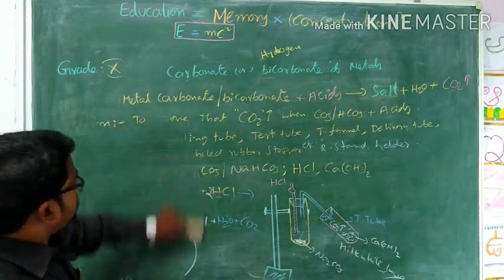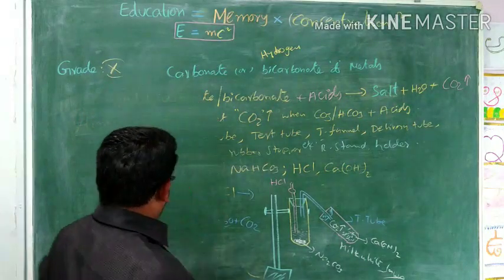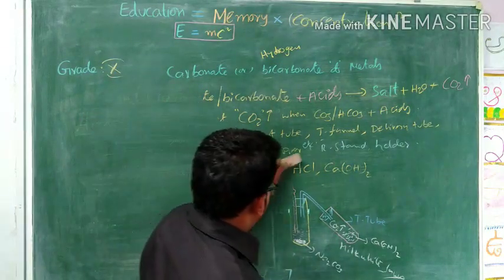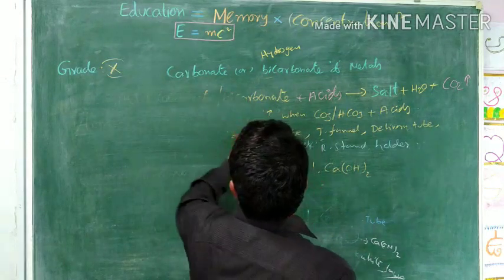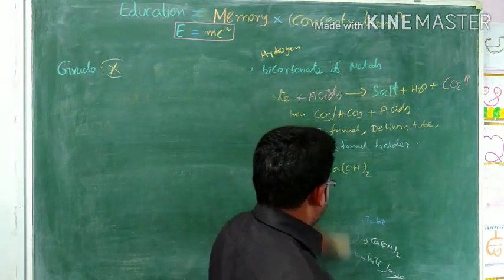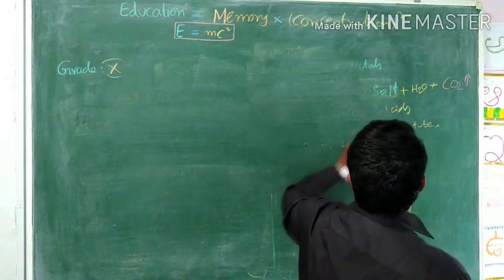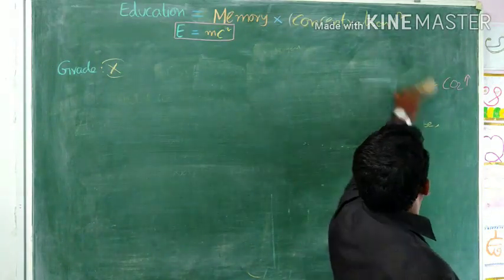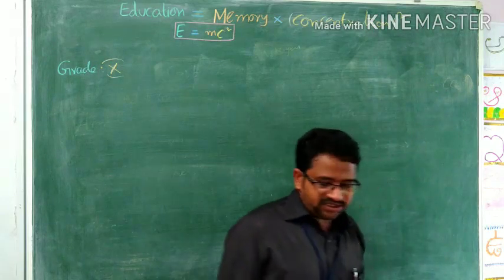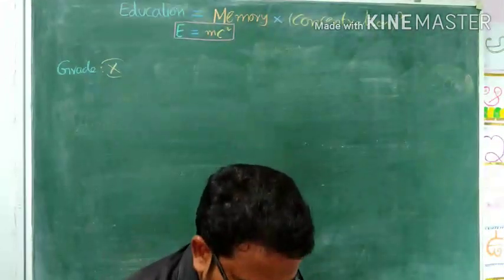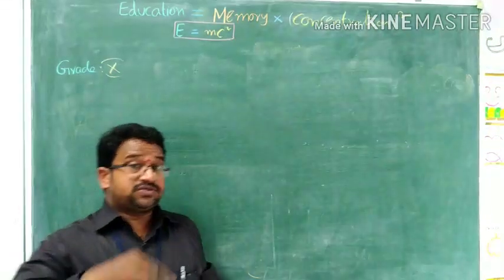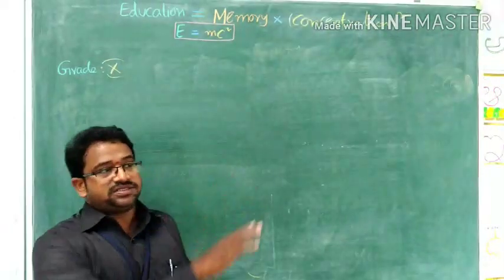Now, let us see one more indicator, that is olfactory indicators. Why again olfactory indicators? So many indicators are there. Red litmus, blue litmus, methyl orange, phenolphthalein. Why one more indicator? Universal indicators are also there, which we will learn separately.